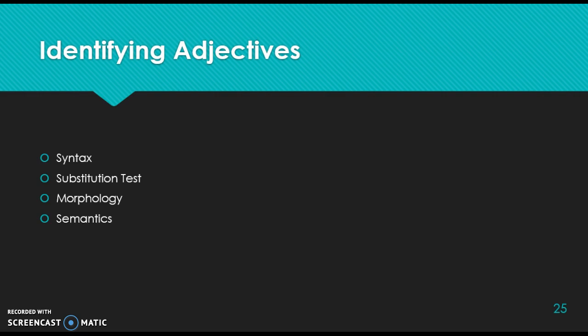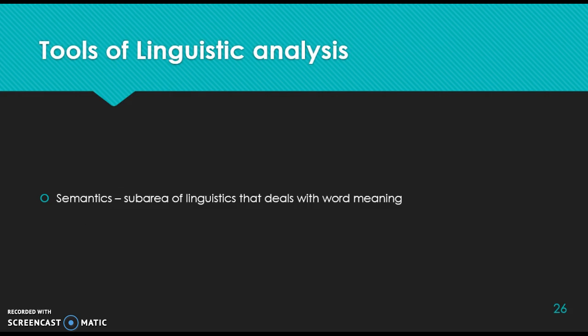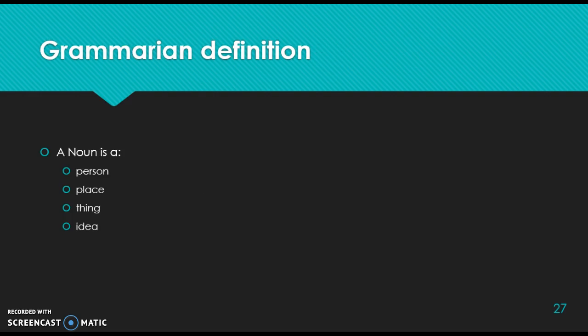You can think of other ones on your own, like maybe eyes, like ize, something like that. So we've done all of the tests except semantics, which is the linguistic subarea that deals with word meaning.